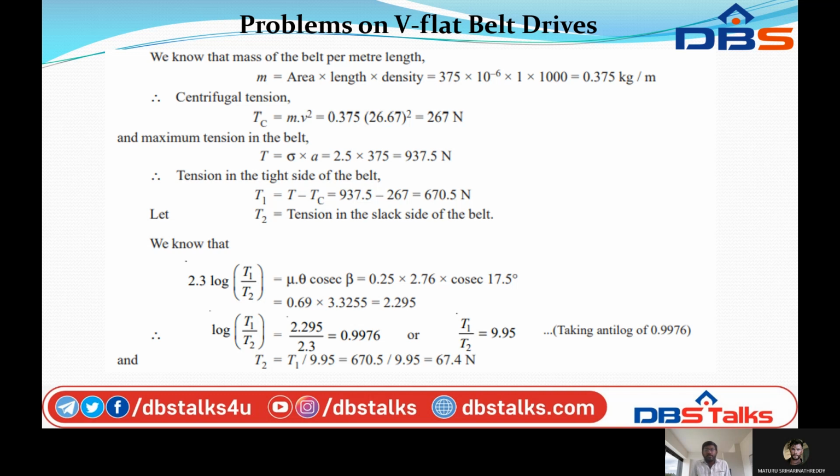So T2 is equal to T1 by 9.95. We can calculate the T2 value. So substitute the T1 value. T2 is equal to 670.5 divided by 9.95. So finally the T2 value is 67.4 Newton. So these are the T1 and T2 tension values.